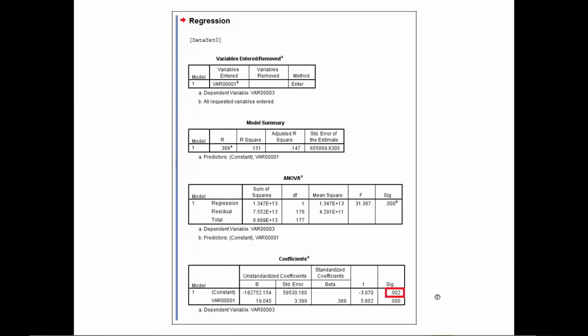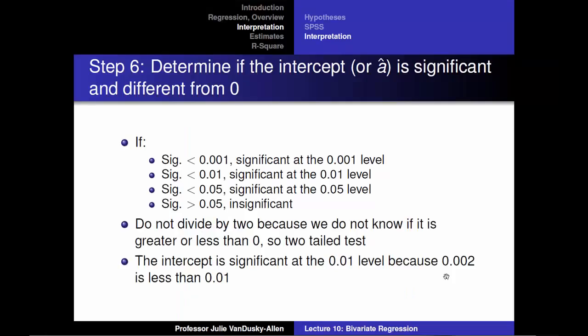The sig value in SPSS for A hat is at the end of the row here, the constant row. Start with this first criterion here. If the sig value is less than 0.001, then the intercept is significant at the 0.001 level. If the sig value does not meet this criterion, move on.